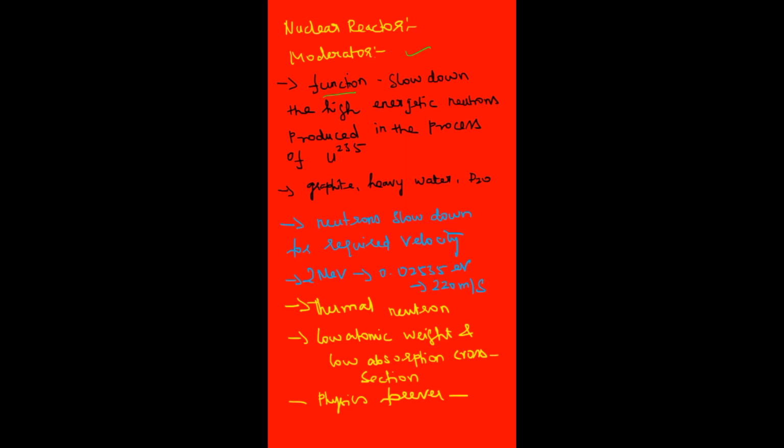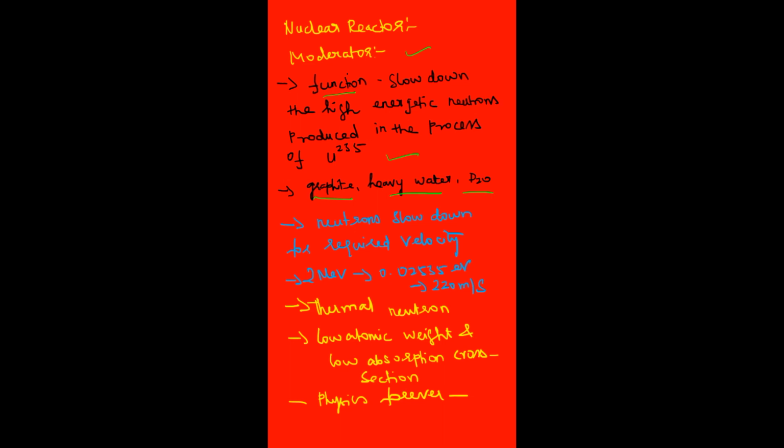So the moderator's function is to slow down the high energetic neutron. It is produced in the process of uranium 235, converted into thermal energy. What are the examples for a moderator na? Graphite, heavy water, that is D2O. Sometimes they ask in one mark which of the following in the nuclear reactor acts as the moderator na, we have to choose either one.